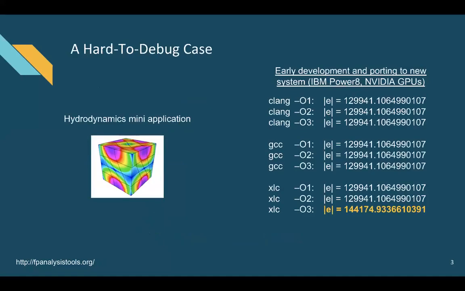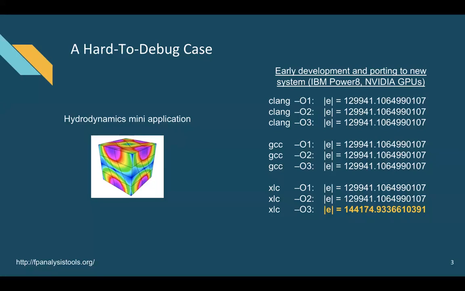So I want to start by giving you an example of what it takes to debug a floating point issue in a real code. This is an example of a floating point problem that occurred last year in the development of a new mini application. This was a new hydrodynamics mini application developed here at LLNL. And this happened in the early efforts to port this code to a new system. In this case, this was an IBM machine with Power 8 processors and NVIDIA GPUs. And as you probably know, moving to a new system means using new compilers and sometimes different compilation flags.